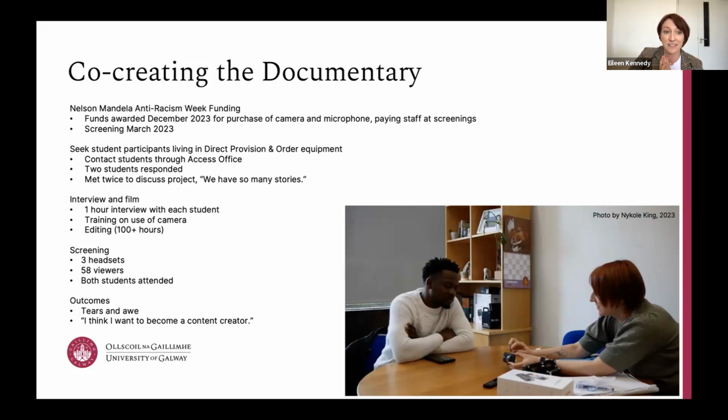So step one was to seek students who actually want to participate in this and being sure that they knew what was involved in it, what it was going to look like, and also determining what stories they wanted to tell. So I contacted them through the access office that had enabled them to study in the university, and 2 of them came back to me. We met twice ahead of the start of the project, just for them to talk about their experiences, get to know me, for us to get to know each other, and to talk about what story they wanted to tell.